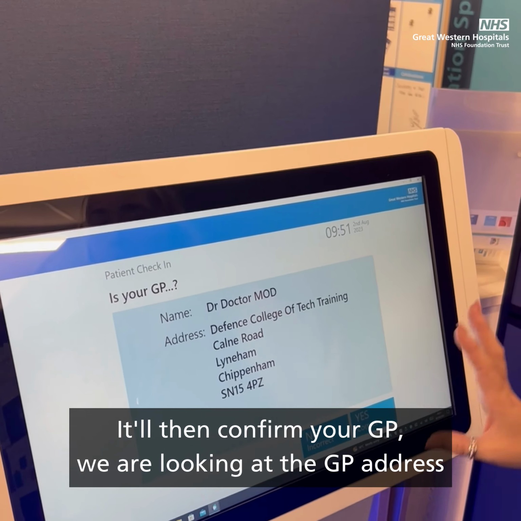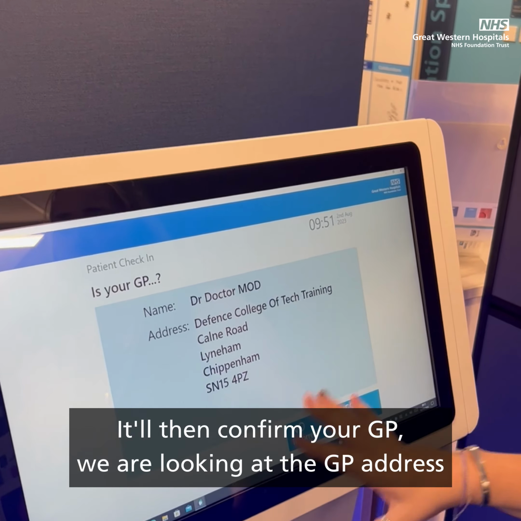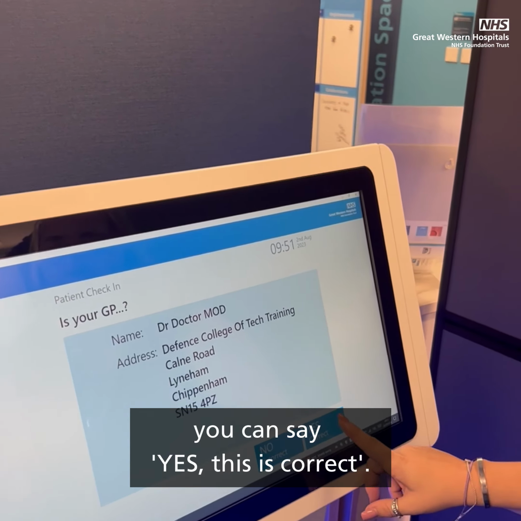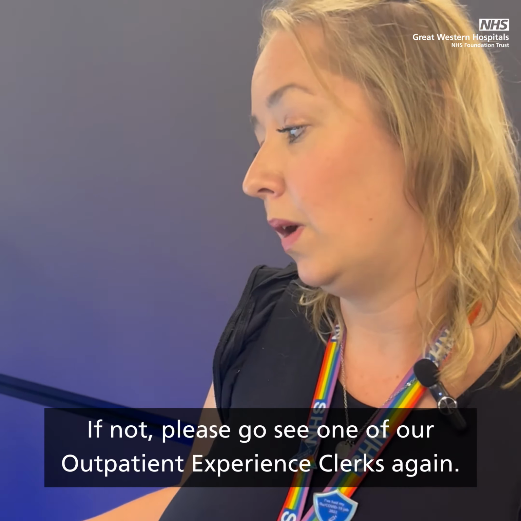It'll then confirm your GP. We are looking at the GP address more than the GP name. So if your GP address is correct, you can say, yes, this is correct. If not, please go and see one of our outpatient experience clerks again.